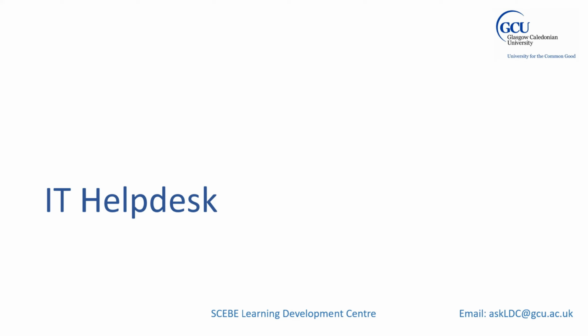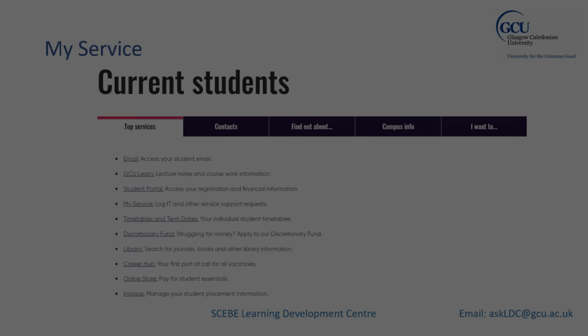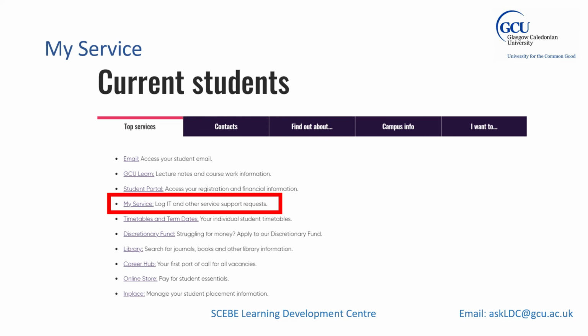IT Helpdesk. If you need IT specific help, you can log that in through the My Service portal. That's a self-service system, or email ithelp@gcu.ac.uk. If you do so, please include your username and student ID. And ideally, when you're communicating with the university, you should be using your student email address anyway. There's also a physical IT help desk on the ground floor of the Sir Alex Ferguson Library, close to the entrance, and you can find more about the IT help desk on the IT service pages on the web. My service area is there in the current students tab.